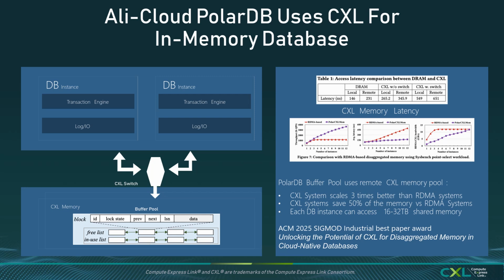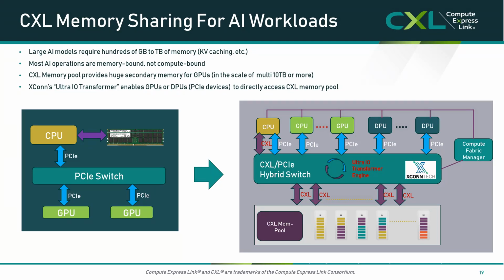In the Sigma paper, they published some data. Some of it is listed here, but you can see in the detail, based on the throughput, the latency, and other benchmarks, across the board there's a huge improvement for CXL memory sharing over the RDMA system. This paper got the best industrial paper award for Sigma, which is going to be presented later this month.